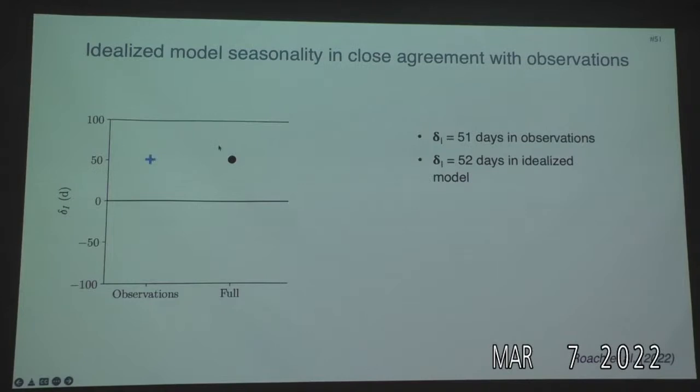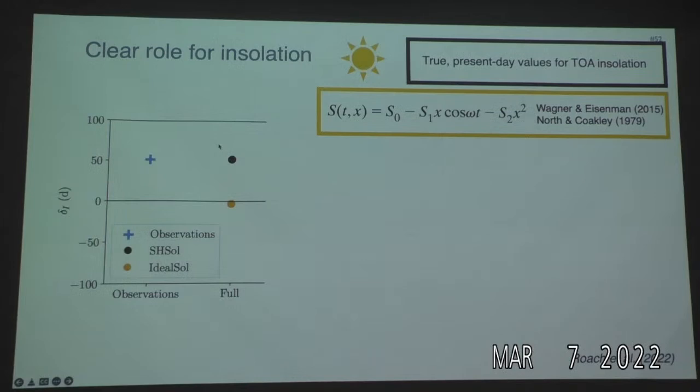We probably spent longer on this than we should have, but it became clear that there was a really obvious role for insolation in this. In Till's 2015 paper, they used an idealized function of insolation that looks like this, which is not uncommon in EBM studies. It was also used by North and Coakley in 1979. And if you use this kind of insolation, you get a nearly symmetric seasonal cycle of sea ice. This is the yellow dot. But when we use the true present-day values for top-of-atmosphere insolation to drive the model, it's then that we get this value of delta that matches very closely to the observations.